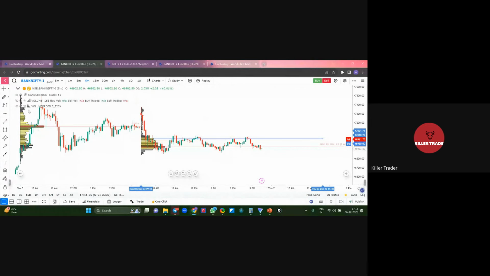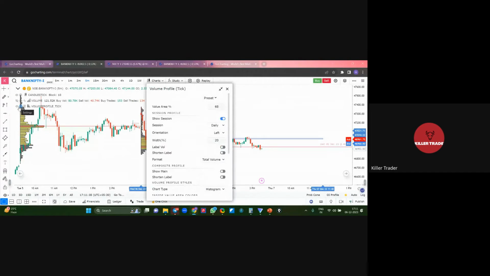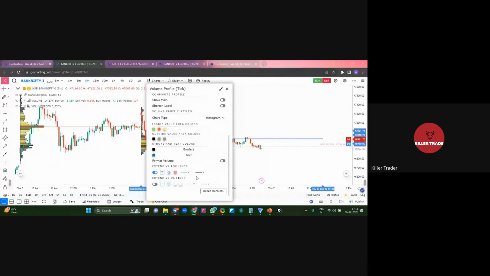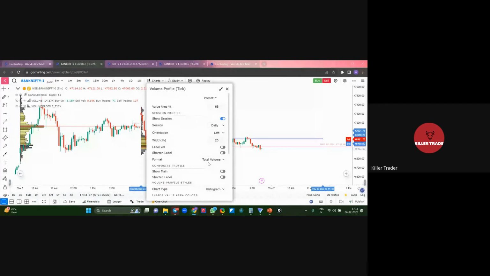Now, as day traders, your daily profile is very important. Now, when you open the settings, you see certain settings of value area, orientation, format volume, like extend POC lines, extend value area lines, etc. Now let's talk about the most important settings here.